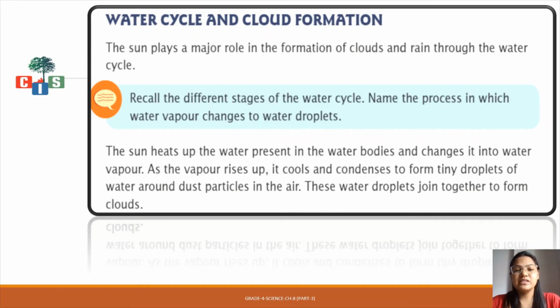As the vapor rises up, it cools and condenses to form tiny droplets of water around dust particles in air. So the vapor will rise from its level. Then what will happen? It will cool down. When the water vapor cools down, tiny droplets of water will gather around the dust particles in the air. These water droplets join together to form clouds.